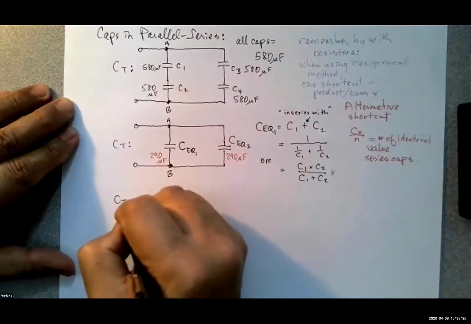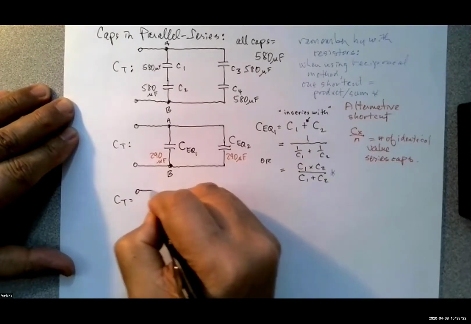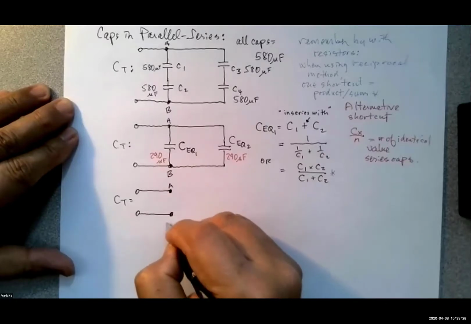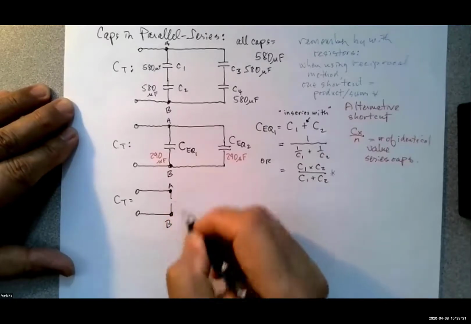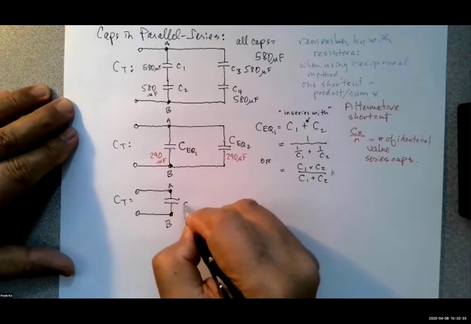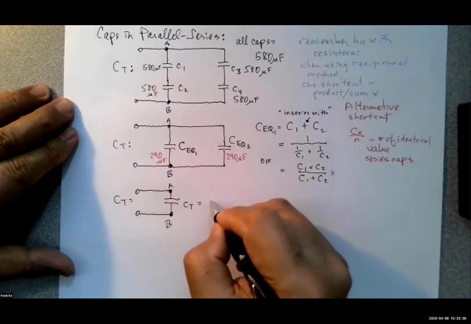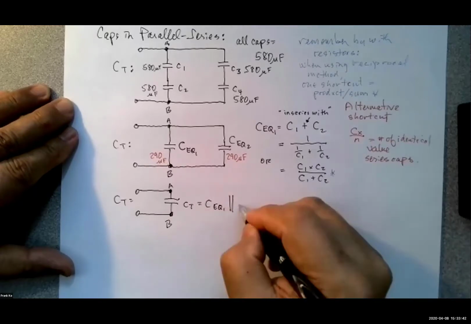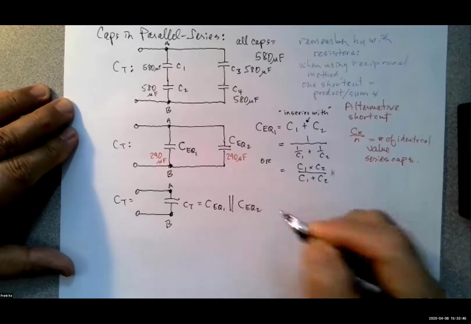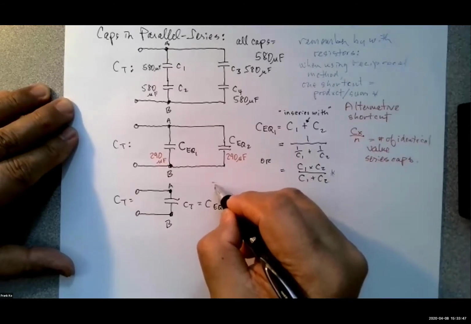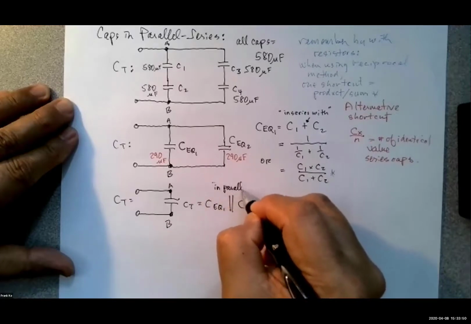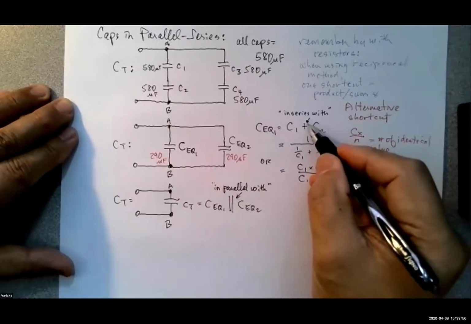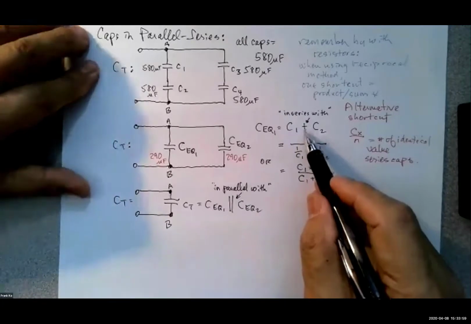So my CT right here, here's my point A, here's my point B, and right in between here will be my CT. And CT was equal to CEQ1 in parallel with CEQ2. In parallel with. That's what that symbol represents, just like this represents in series, that little plus up there.